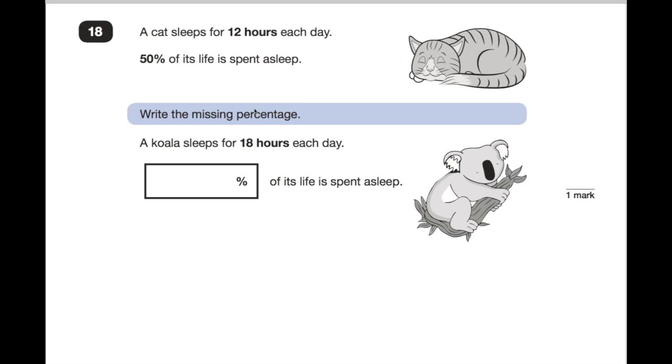Question 18 says, a cat sleeps for 12 hours each day, 50% of its life is spent asleep. And that's true because there are 24 hours in a day, and 12 as a percentage of 24 is 50%. So it says a koala sleeps for 18 hours each day. Write a percentage of its life spent asleep. So we do exactly the same thing as we've done previously. 18 over 24, because there are still 24 hours in a day.